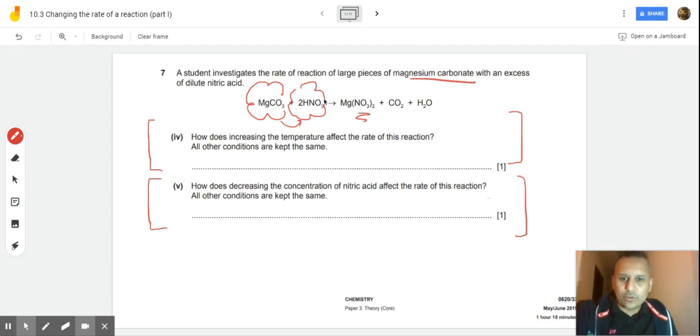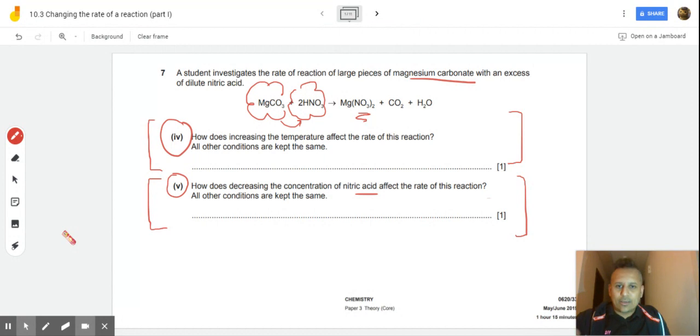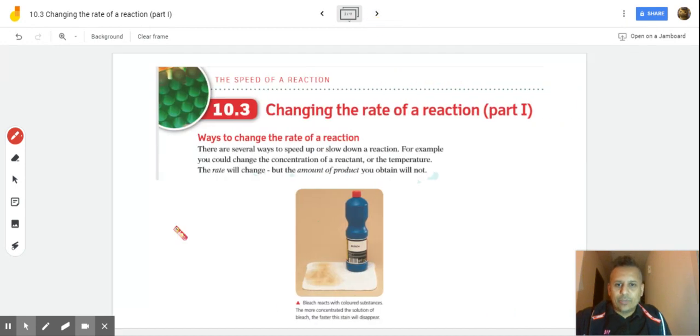The most important part of the question for today's lesson comes in part 4 and part 5 of that actual exam question. It talks about how an increase in the temperature affects the rate of this reaction, and how decreasing the concentration of the acid affects the rate of this reaction, which can be quite a confusing question to tackle first on. So we do need to know how temperature affects the rate of a reaction and how concentration affects it as well. Now, you've got to be quite clear about one aspect.